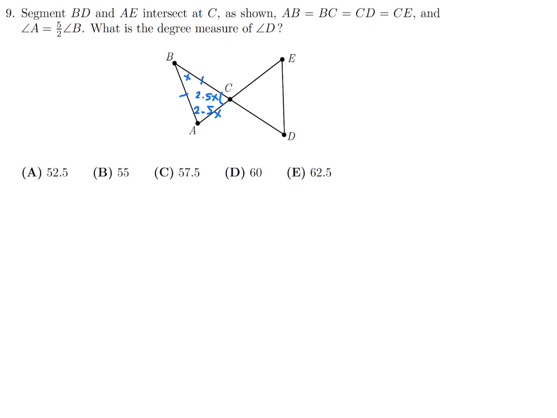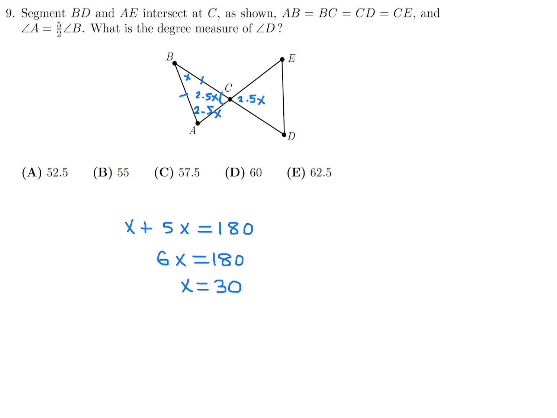So very quickly we can figure out x, since the sum of the angles of a triangle is 180. So x plus 2.5x plus 2.5x is equal to 180. So 6x equals 180, and therefore x is equal to 30. So this is 2.5x like this.